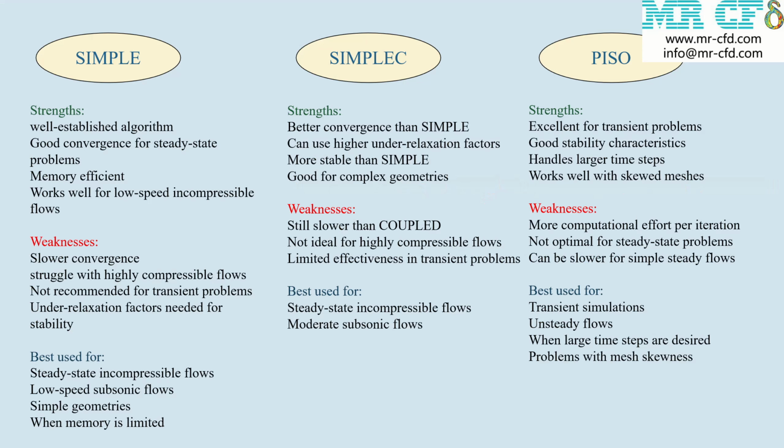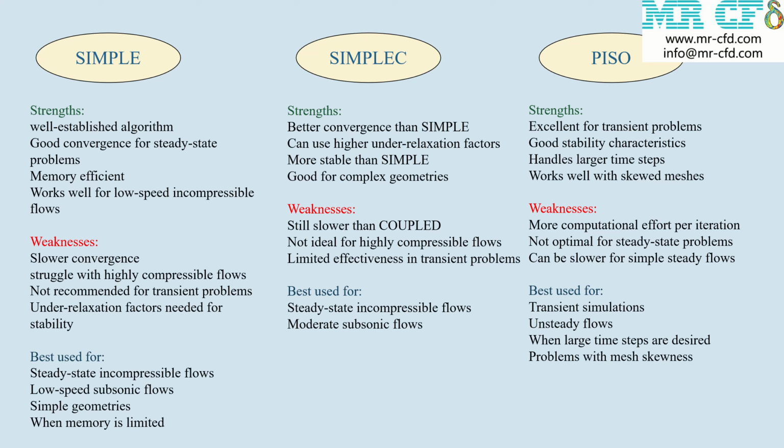In conclusion, let's review each algorithm, their strengths, weaknesses, and the regimes or flows they are best suited for. The first method is SIMPLE, which is a well-established algorithm with good convergence for steady-state problems. It is very memory efficient and works well for low-speed, incompressible flows. However, it suffers from slower convergence and is not suitable for highly compressible flows or transient, unsteady problems. Therefore, SIMPLE is best used for steady-state, incompressible, low-speed subsonic flows involving simple geometries.